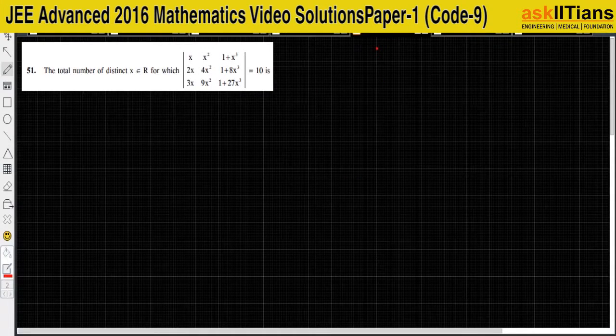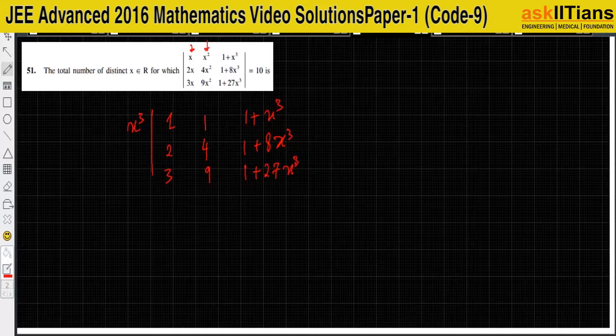Okay, then here we have a question from determinants, total number of distinct x. So we just need to solve this equation. Here see, I can take x common from here, I can take x square common from here. So actually x cube will come out common, and I'll get 1, 2, 3. Here I'll get 1, 4, 9, and I'll get 1 plus x cube, 1 plus 8x cube, and 1 plus 27x cube, and this determinant is equal to 10.